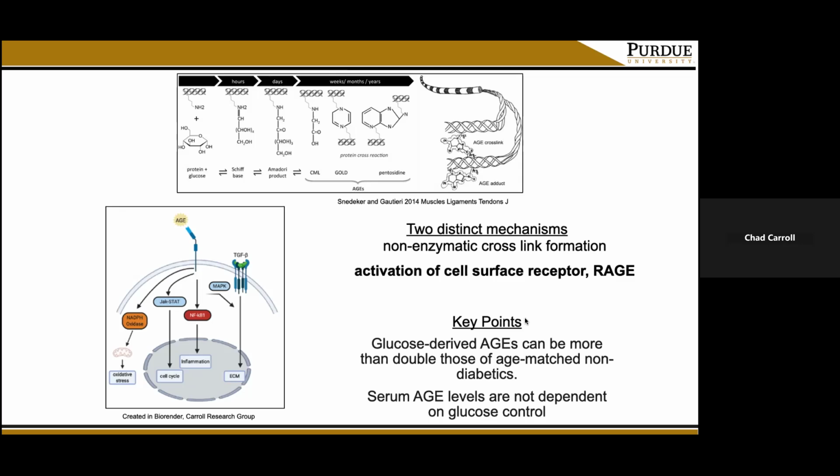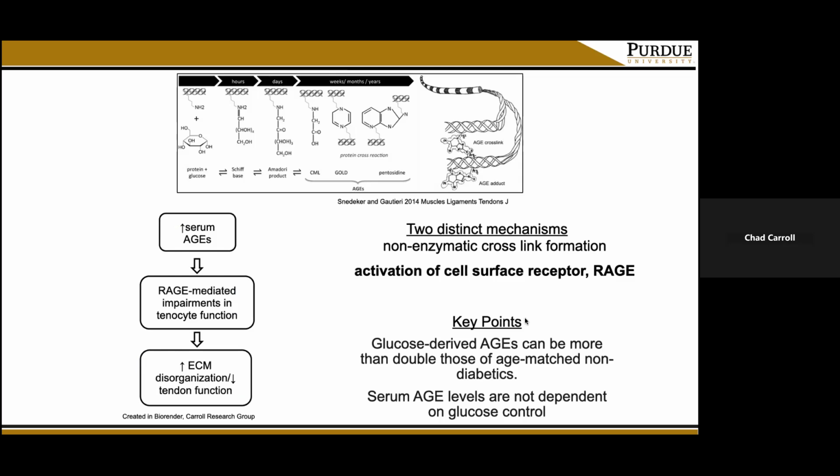We also, surprisingly, there's data now to suggest, we have some too, that these serum AGE levels are not related to blood glucose control. So even if you reduce your A1C, you still have high AGEs. So simply saying, hey, go make your blood glucose better, is not going to solve the problem. So that led us to some of our first experiments, really following this hypothetical model: if the AGEs are elevated, does it impair tenocyte function through RAGE-mediated mechanisms? And does that lead to loss of function and such? And so that's what we sought to prove.